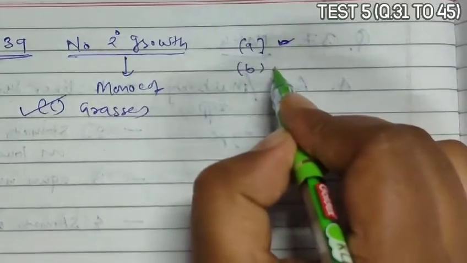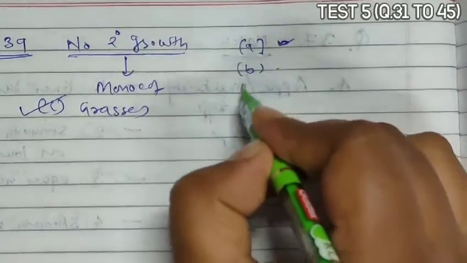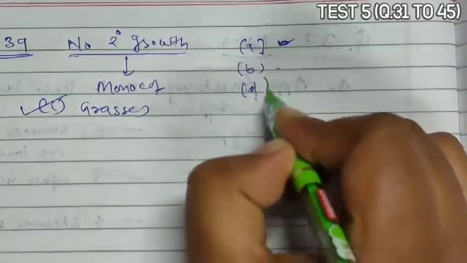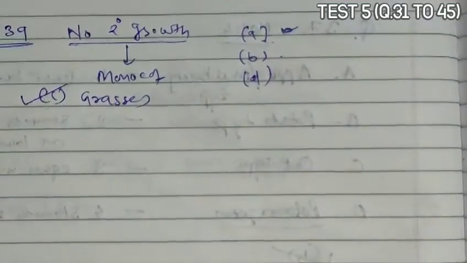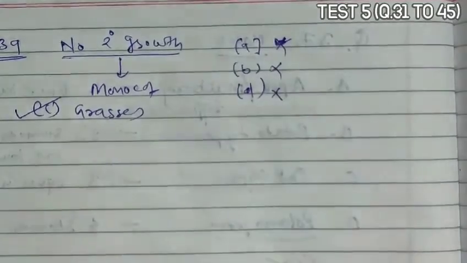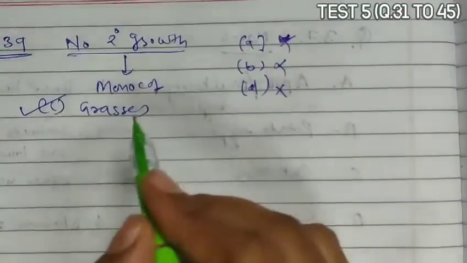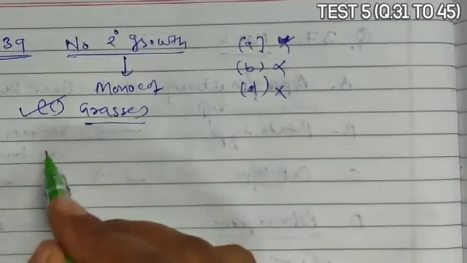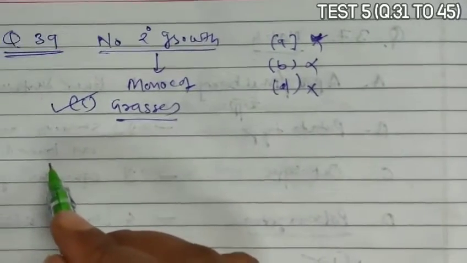Option B is deciduous and gymnosperm, they cannot be monocots. Option D is given as cycas, which is a gymnosperm. So no secondary growth can be observed only in the case of monocots, that is grasses. Dicots and gymnosperms show secondary growth.